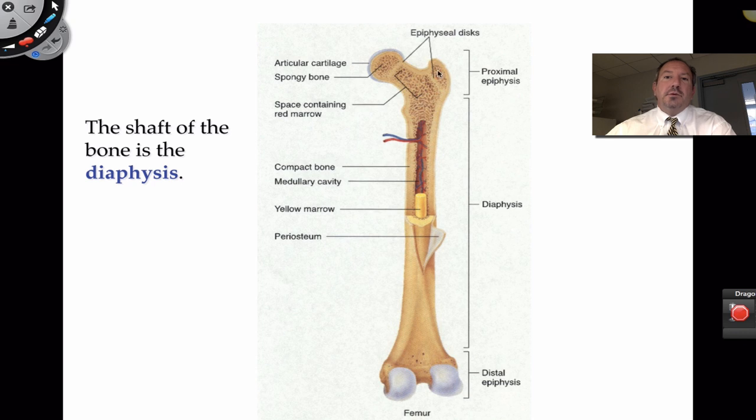And so the proximal epiphysis is, for example, if this is your femur, the proximal means that it's closest to the core of the body. So this would be the part where it's attaching to your hip right up here. And then the distal epiphysis is where it's in contact with the knee down below here. This shiny white material at the end of bones is our articular cartilage. And this cartilage is protective. And it is in between where bones come together. Where bones meet each other are called joints.